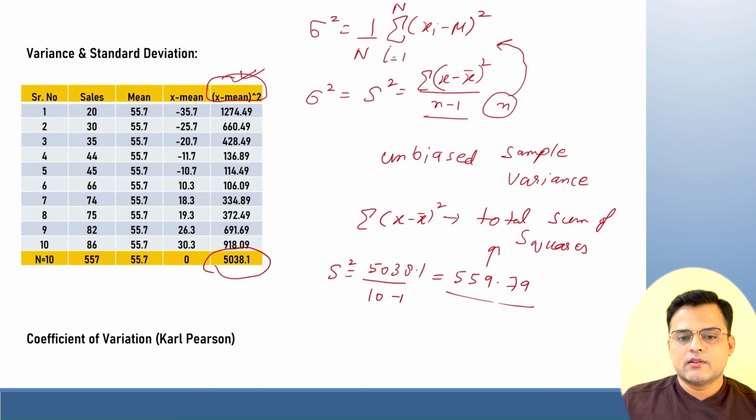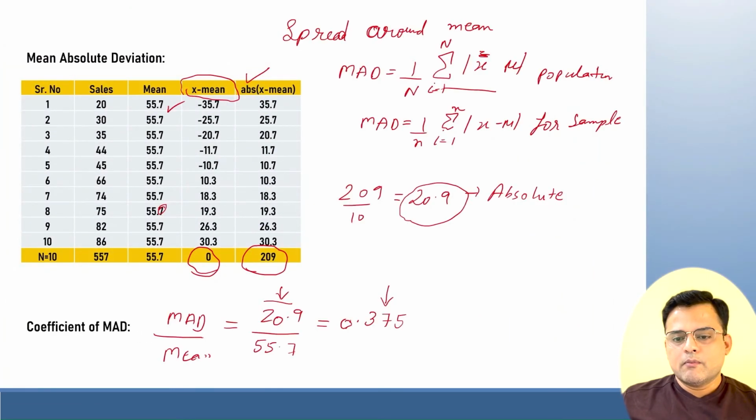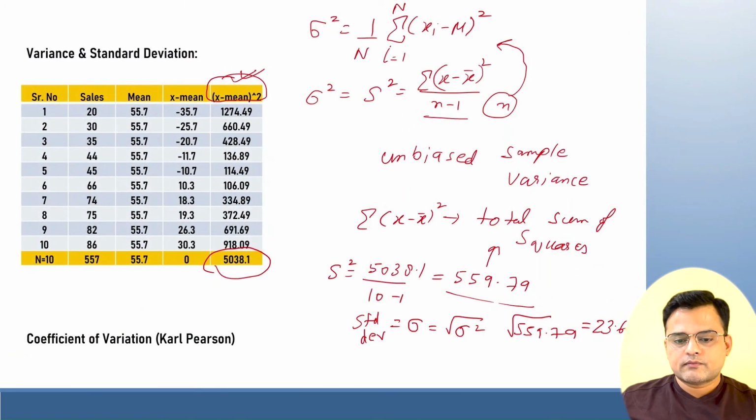Now, variance alone is difficult to interpret because it is the square of the values, and that's why we use standard deviation. Standard deviation is the square root of variance. So the square root of 559.79 will become 23.66. Now you can compare that your mean absolute deviation was 20.9 and your standard deviation is 23.66, which is more accurate and represents the population variance correctly.